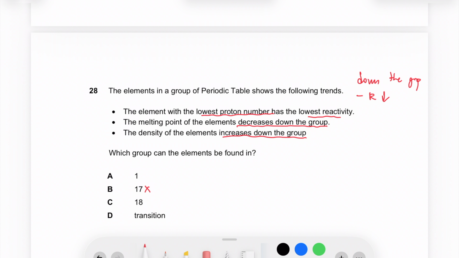Group 1: the element with the lowest proton number has the lowest reactivity. Yes, it sounds like group 1, correct? In group 1, melting and boiling point decrease down the group, but reactivity actually increases down the group. So the element with the lowest proton number has the lowest reactivity. That is true, lithium has the lowest reactivity. Density will increase down the group. So this is referring to group 1, the alkali metals. The answer is A.